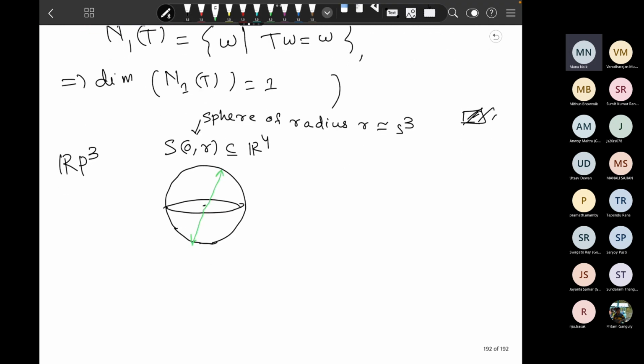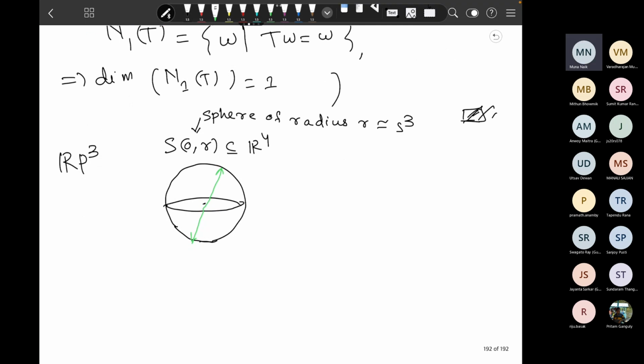So RP3 is equal to S^3_r, which identifies z with minus z. This is the quotient topology. Usually people take radius 1, but I am taking radius r.